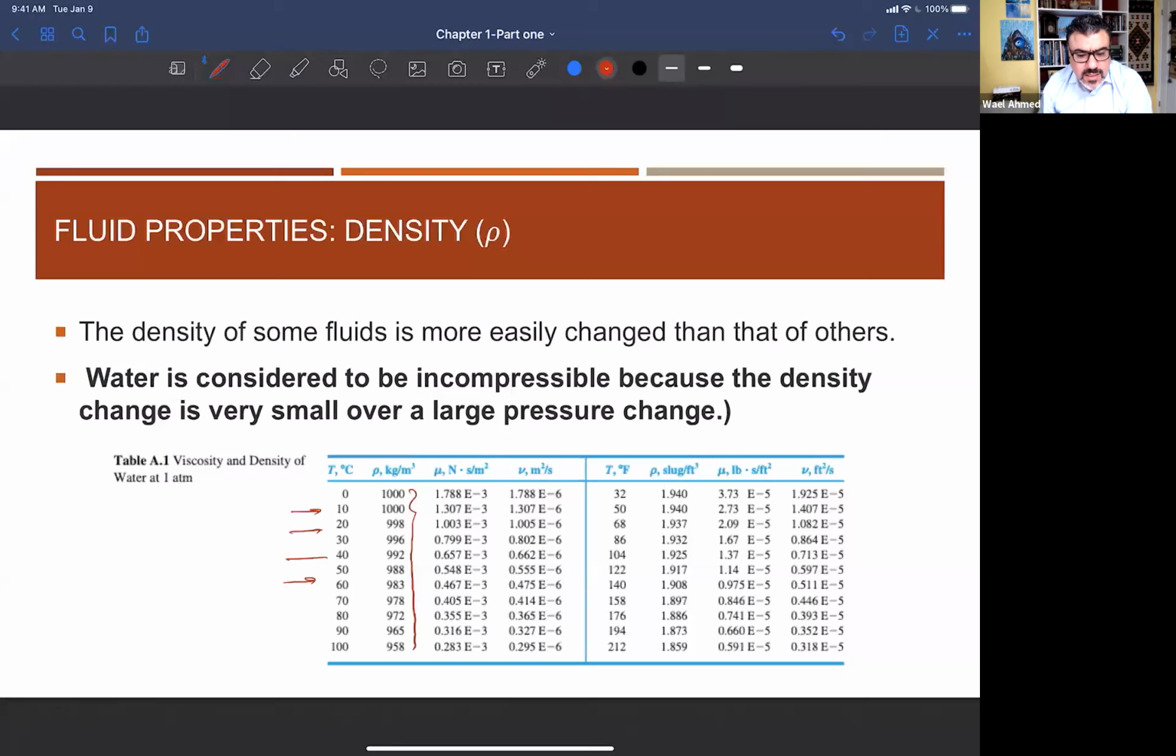Of course, if you keep increasing the temperature, what will happen to the density after some time? Let's say, for example, 1 atmosphere, which is our atmospheric pressure now. Different cities at different elevations will have different values for atmospheric pressure, but let's assume that the pressure in Guelph is 1 atmosphere, which is equal to 1 bar. Now, if you put a pot of water over the stove and start increasing the temperature, what will happen after some time?